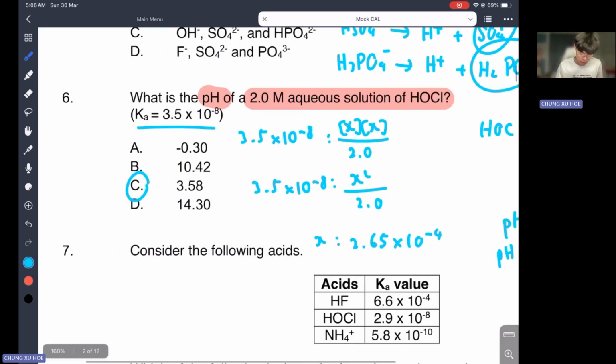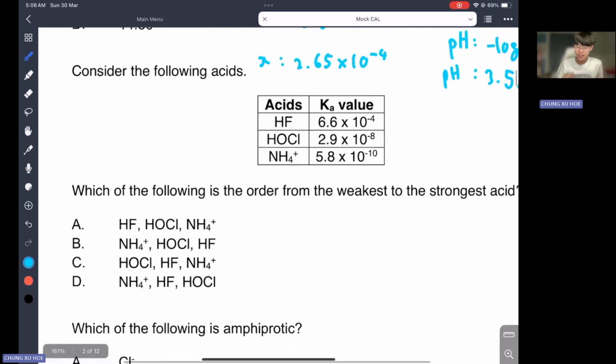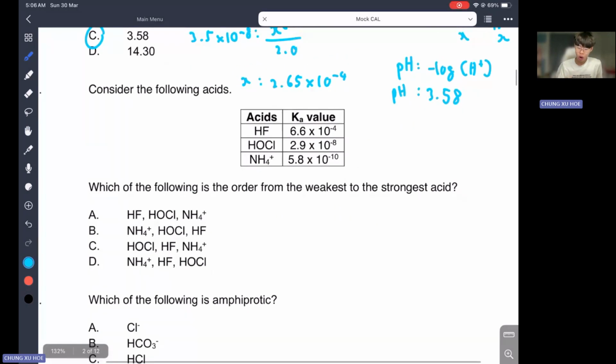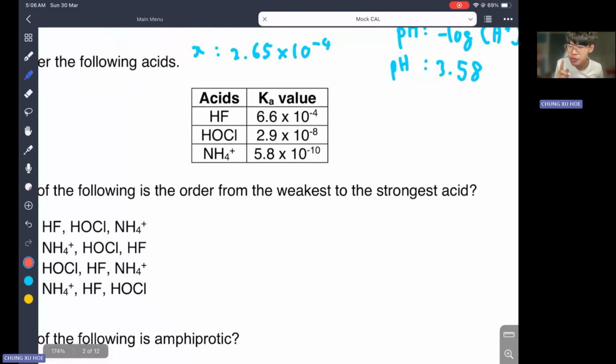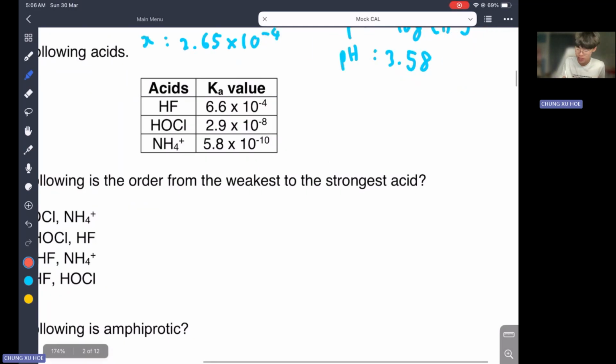C. Next, consider the following acids: HF, HOCl, and HCN. Which of the following is ordered from, please students, read the question carefully. I have made that stupid mistake before. I lost the marks. So don't make the same mistakes that I did. It's not that you don't understand. It's just that you are careless enough to make that mistake. Weakest to strongest. I want the weakest to the strongest. Then you give me the weakest to strongest.